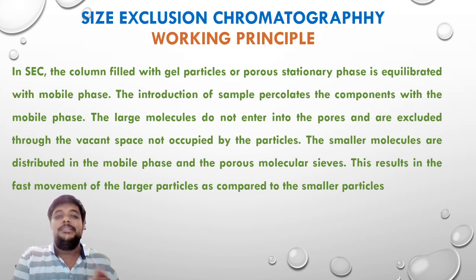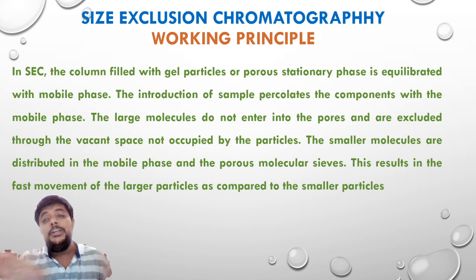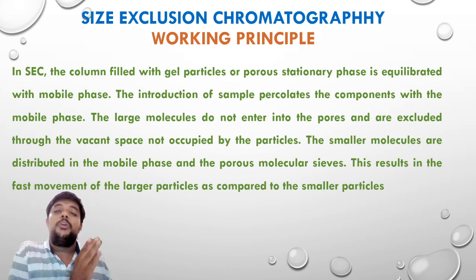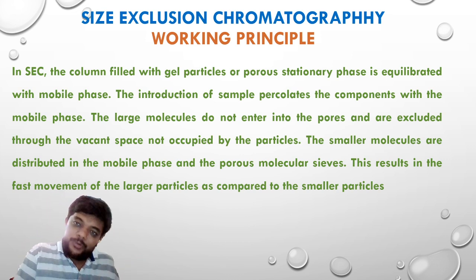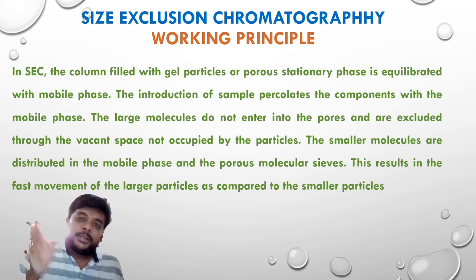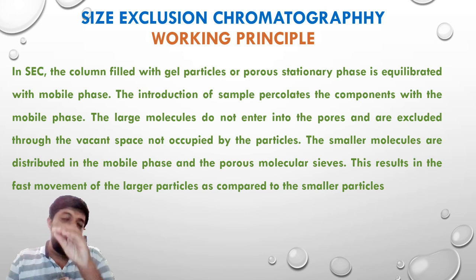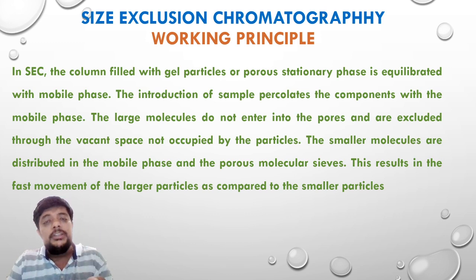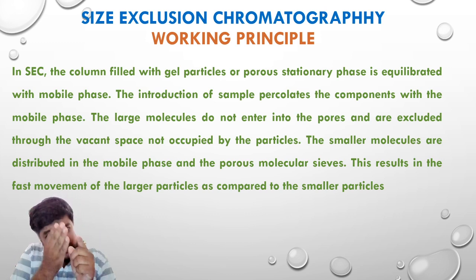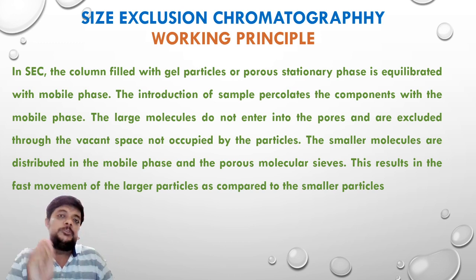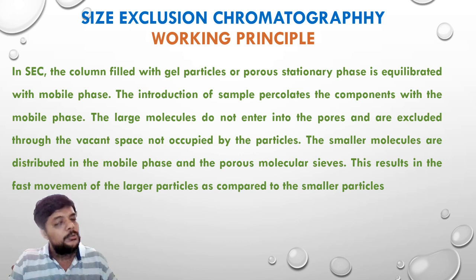Now comes the science. The large molecules do not enter into the pores and are excluded through the vacant space not occupied by particles. So when from the top of the column the mixture is passed along with the mobile phase, the components in the mixture with the larger size just pass through, do not enter into the pores, whereas the small size particles do enter into the pores.